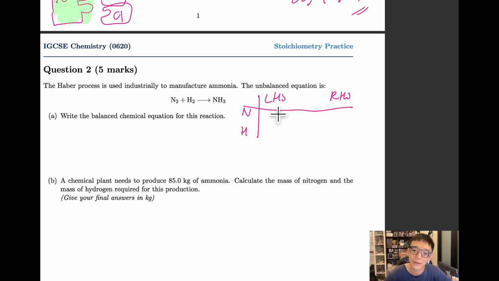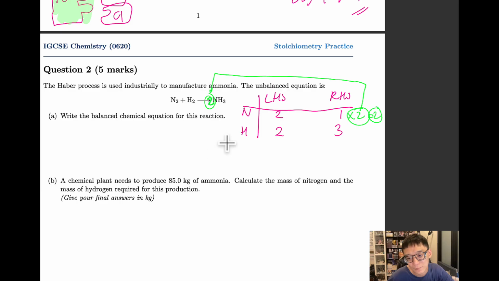Left hand side nitrogen we have 2, right hand side we have 1. Left hand side hydrogen we have 2, right hand side we have 3. So now right hand side nitrogen must be multiplied by 2, so that it will be 2, it will be balanced, meaning that we have to multiply this with 2. So we put a number in front, but the consequence is that the hydrogen would also accidentally become 6, because now we put 2 in front of NH3.